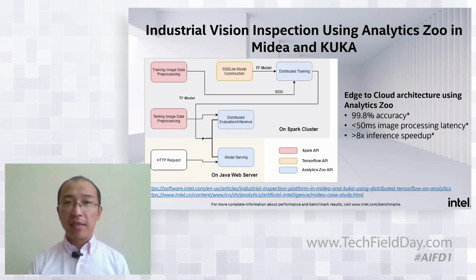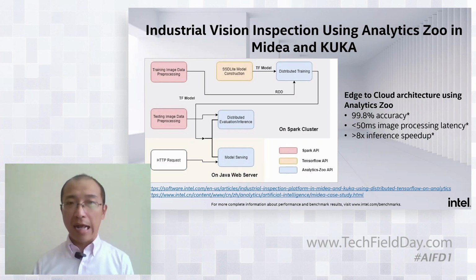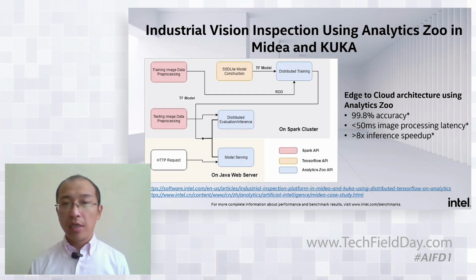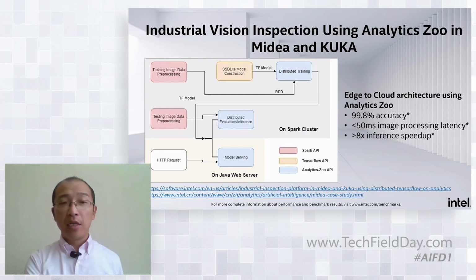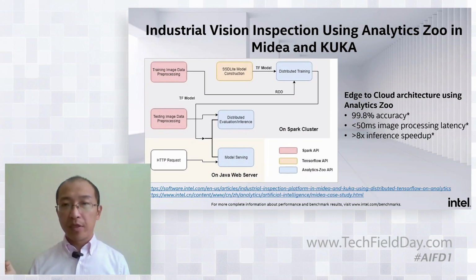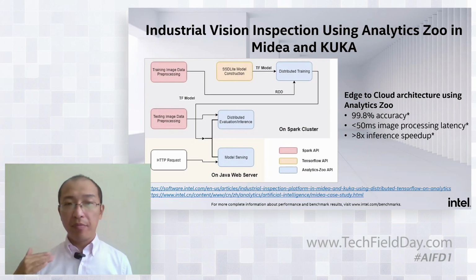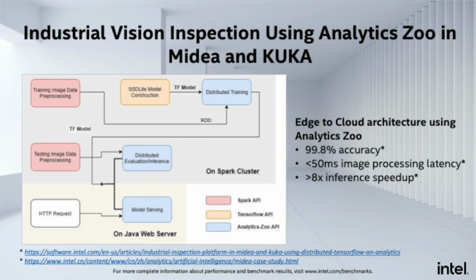And the interesting part is that it's not only running on a cloud, right? It's not on a server. You do the training on your Spark cluster, but then when you try to do the prediction, you really need to do it on the edge. In this case, they are just running a bunch of Java web servers on Intel Core processors at the edge to do real-time inference or prediction. It shows very good results in terms of accuracy, as well as the speed up in terms of image processing and the model inference.